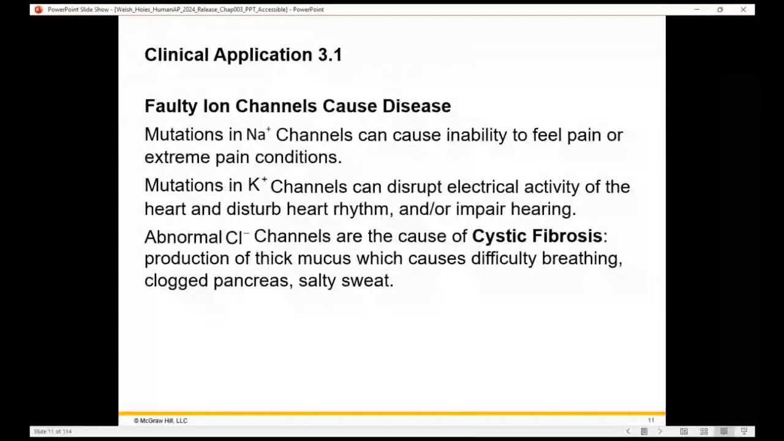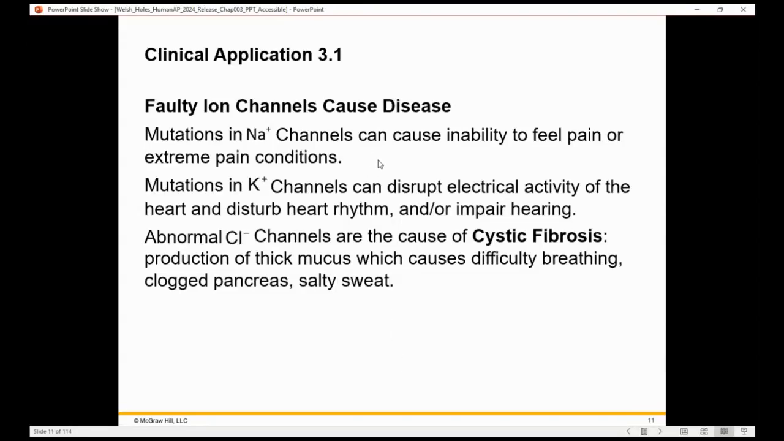Okay, let's look at a clinical application. Well, sometimes ion channels don't work exactly right, so a faulty ion channel can cause certain diseases. Mutations in the sodium channels can cause inability to feel pain or extreme pain conditions, the opposite. We have mutations in the potassium channels that disrupt the electrical activity of the heart. They disturb the heart rhythm, but they can also impair hearing.